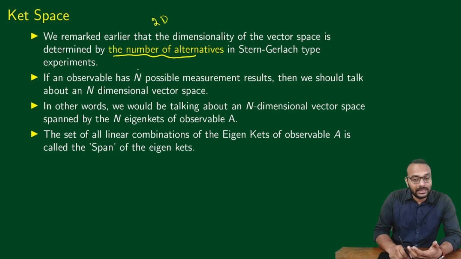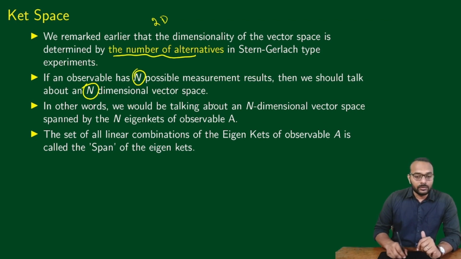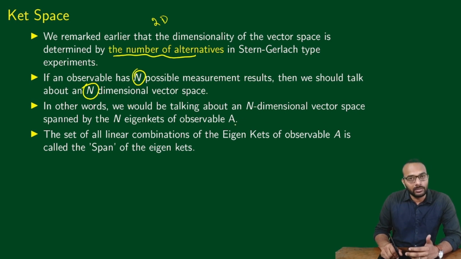Now, if an observable has capital N possible measurement results, then we should talk about an n-dimensional vector space. That's just the generalization of the spin case. In other words, we would be talking about an n-dimensional vector space spanned by the n eigenkets of observable A. Now, this is a little bit difficult to grasp at the moment, but we'll see that this works.